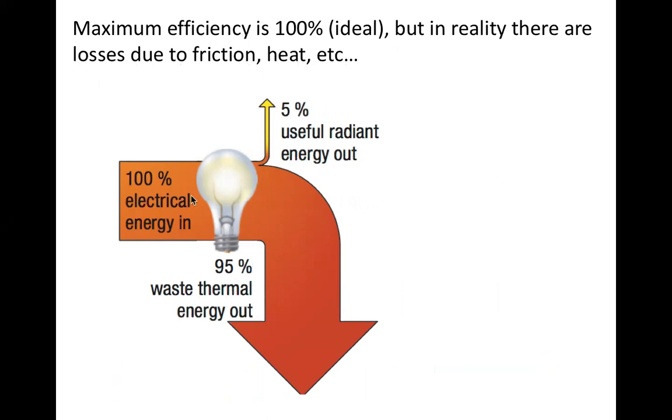So we already talked about the incandescent light bulb having a very low efficiency. 5 units of energy, so 5 joules divided by 100 joules is only 5%. So this is only 5% efficient.